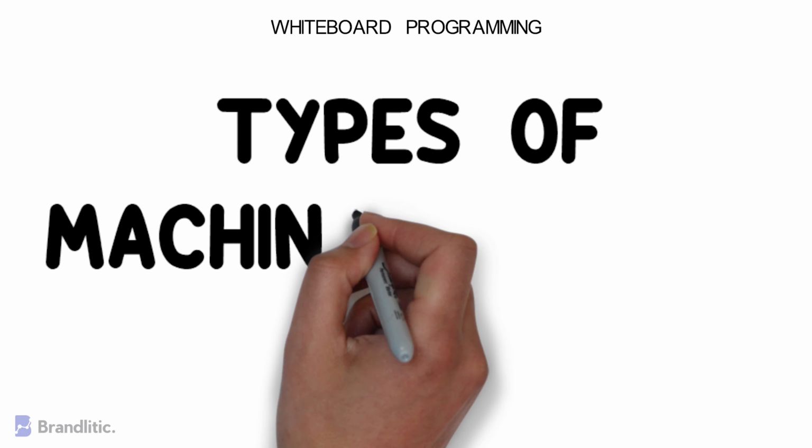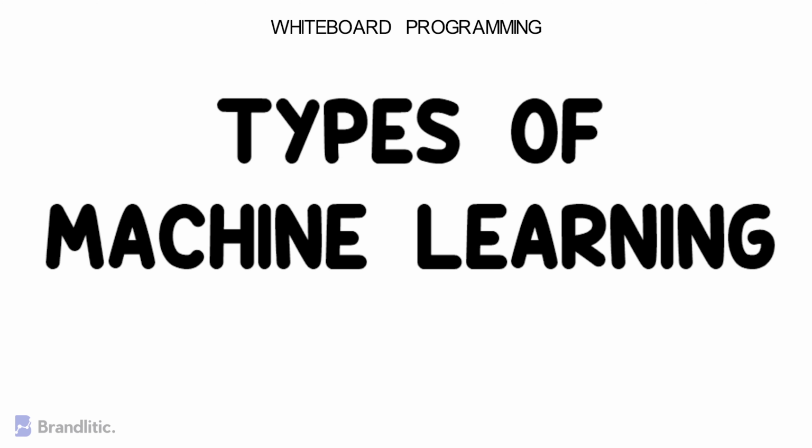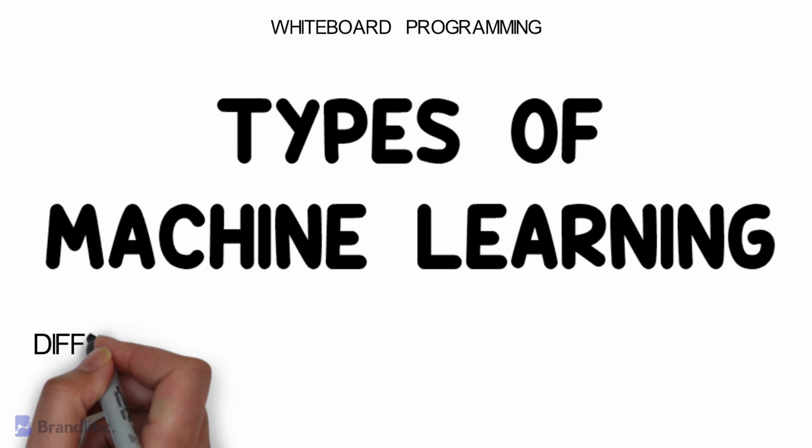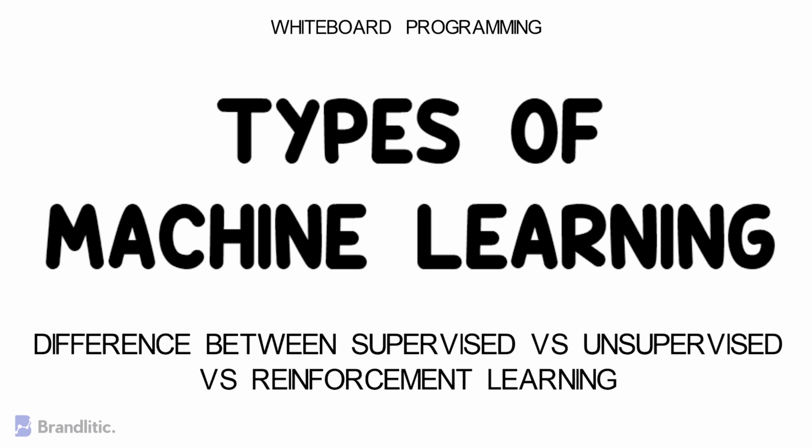And today I'll be sharing with you the key types of machine learning that we should know and the differences between them. That is supervised versus unsupervised versus reinforcement learning.